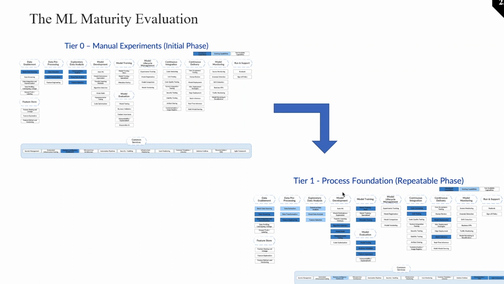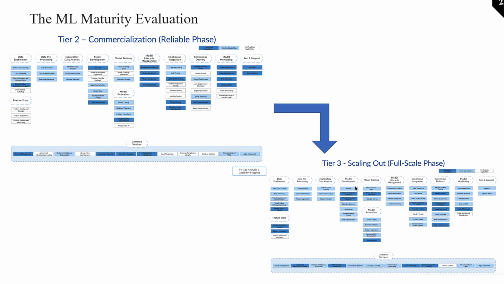So tier 1 is a process foundation, or it's a repeatable phase where we start enabling certain other capabilities. We say, okay, we can enable batch data, we can enable streaming data. So all the data initialization, all the data pre-processing capabilities, all the exploratory analysis capability. From model development, we have certain capabilities that we can evaluate and enable, right? So just by enabling or bringing certain capability modules to our client, we can move them from a manual experimentation phase to a tier 1 process foundation phase to a commercialization phase where a lot of these boxes are lightened up for them. It's a reliable phase to a scale out phase.